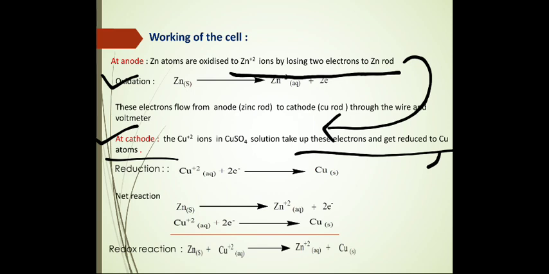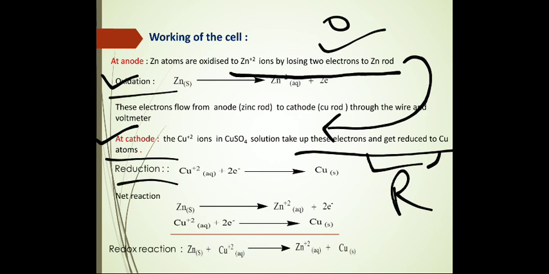Here we have to know that it is losing and it is gaining. So one is oxidation and the other is reduction. The net reaction is nothing but the redox reaction. Here the 2 electrons are lost in oxidation and gained in reduction.